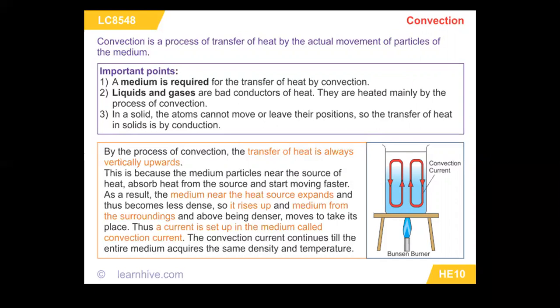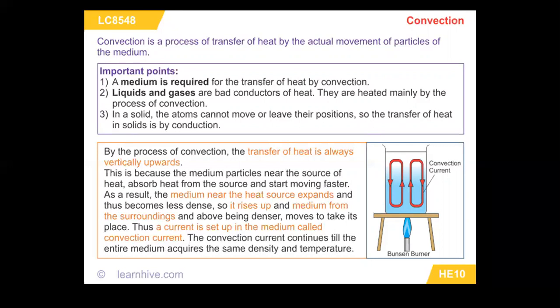Now in a solid, the atoms cannot move or leave their positions. So the transfer of heat in solids is by conduction. Conduction is the way to transfer heat through solids and mercury, while convection is the way to transfer heat through liquids and gases. Now, the procedure of convection. By the process of convection, the transfer of heat is always vertically upward.